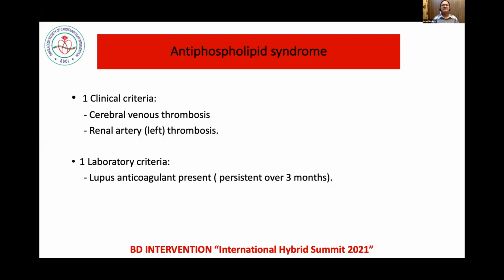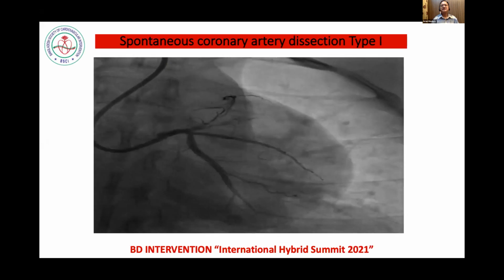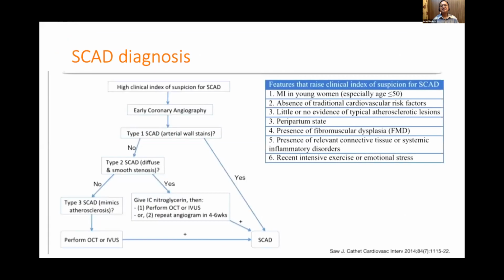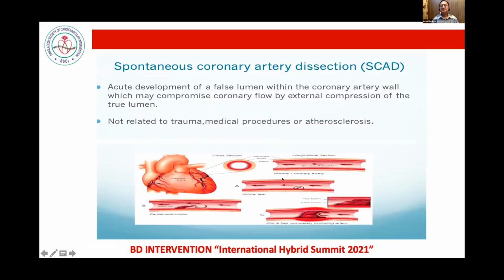So this fulfills the criteria. One clinical criterion is the cerebral venous thrombosis. Another is renal artery thrombosis, and one laboratory criterion of lupus anticoagulant, which is persistently positive over 3 months. So this is a case of antiphospholipid syndrome, and this is a case of type 1 dissection with non-ST elevation in mind. What is important is, any lady less than 50 years, if they present with myocardial infarction and no traditional risk factors, then we should always think of spontaneous coronary artery dissection.